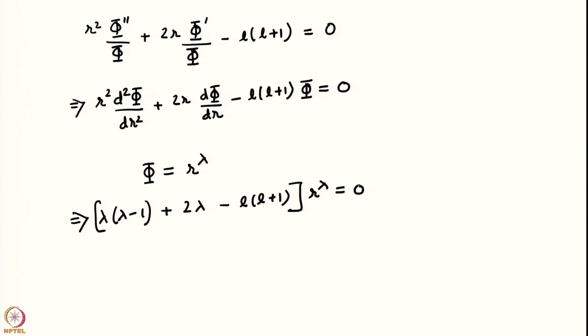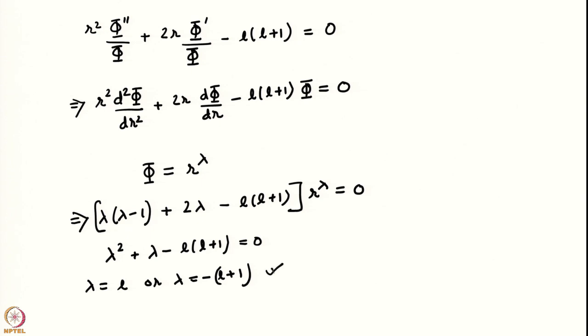We can solve this equation. This is a quadratic equation in lambda. So, this can be written as lambda into lambda plus 1 minus L into L plus 1 equal to 0. This has solutions lambda equal to L or lambda equal to minus L plus 1. You can use the formula for a quadratic and verify this.